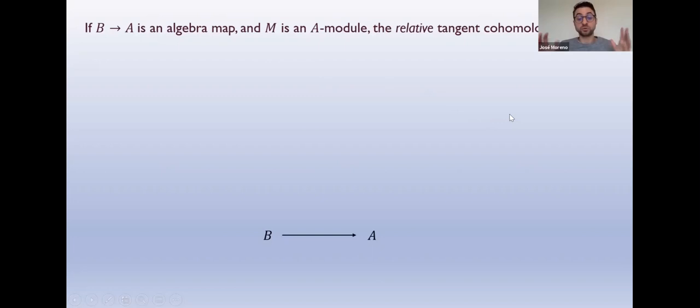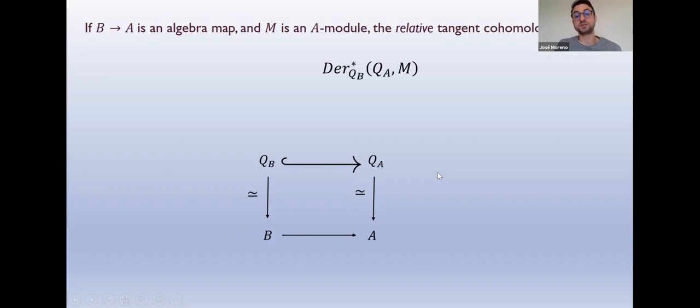So we start with this map, we take a cofibrant replacement of each of the algebras, and we ask that there is a square like this where this is a cofibration now. In this context, we take the complex of derivations from the cofibrant replacement of A into M that vanish on the subspace given by the cofibrant replacement of B, and we take the cohomology of it. So that is the tangent cohomology of A with coefficients in M relative to B.